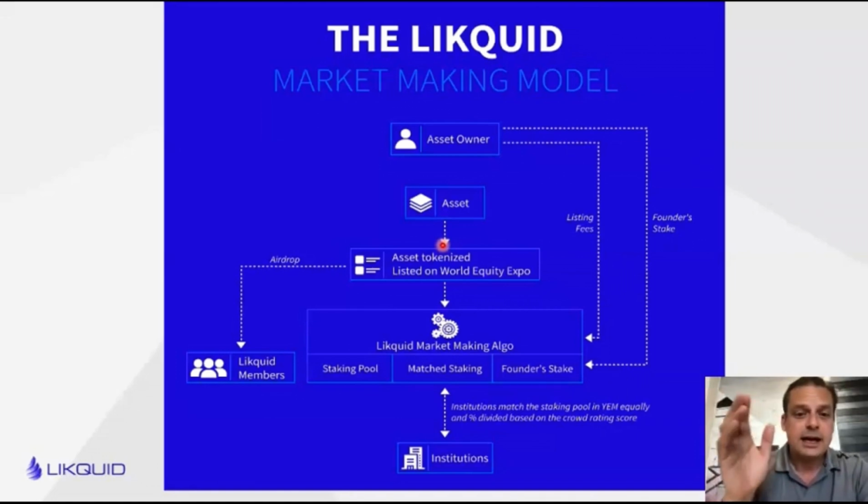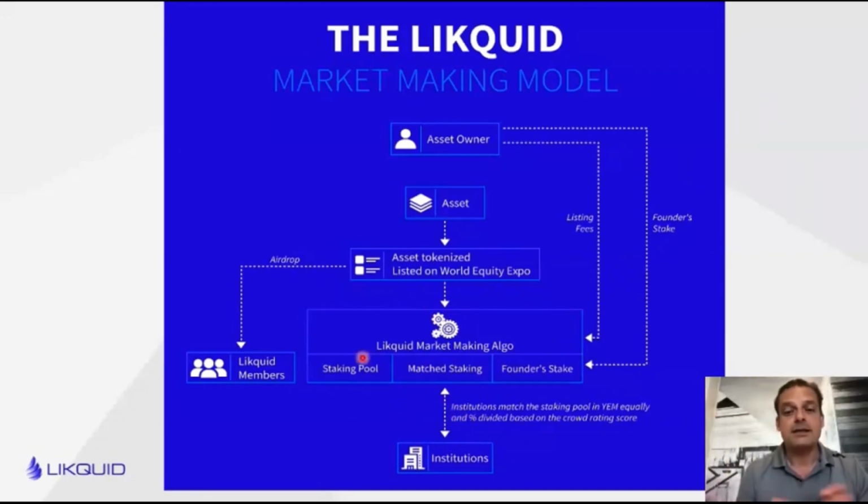And again, if you want this to run faster, then you increase the founder stake. When you increase the founder stake, the staking pool from Liquid will increase, and the match staking from the institutions will increase. So by doing that, you can make this machine run faster. And this is what you can simulate in the Excel example that we also provide you with.